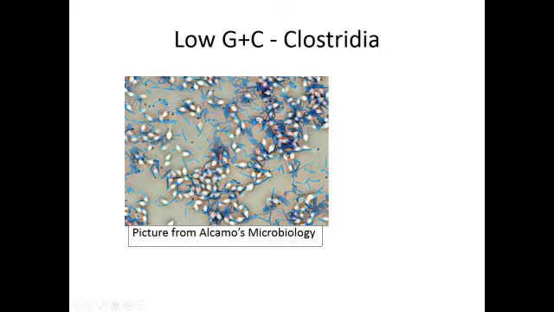See those big terminal endospores? Now, to distinguish it from the genus Bacillus, Clostridia are obligate anaerobes. Remember, Bacillus is an obligate aerobe. So pretty much Bacilli and Clostridia are the same, it's just their oxygen requirements. And I cannot think of a single good example of Clostridia.